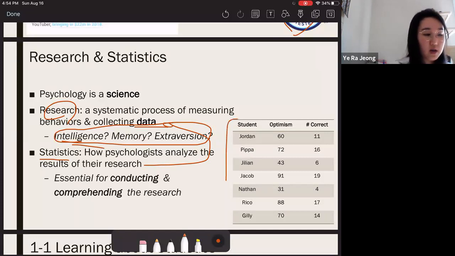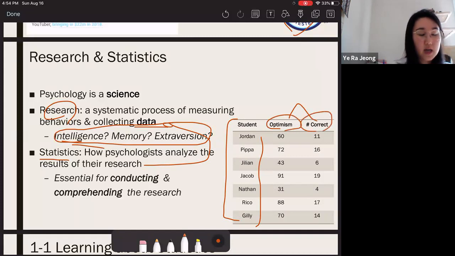So here you see the table of raw data. From this set of students, 2 sets of data have been collected on optimism and number correct. And maybe this researcher wanted to find out whether people being optimistic or not contributes to their performance on a test. So these are ways that psychologists get closer to finding any pattern of behavior.